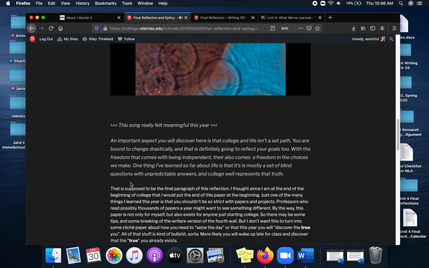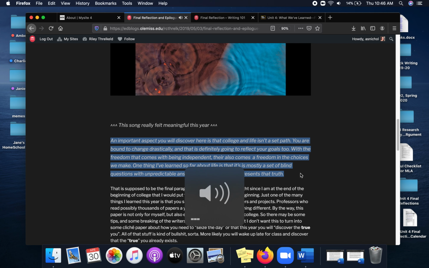And then he wrote this paragraph, which is so interesting. He says, an important aspect you will discover here is that college and life isn't a set path. You are bound to change drastically, and that is definitely going to reflect your goals too. With the freedom that comes with being independent, there also comes a freedom in the choices we make. One thing I've learned so far about life is that it's mostly a set of blind questions with unpredictable answers, and college well represents that truth.